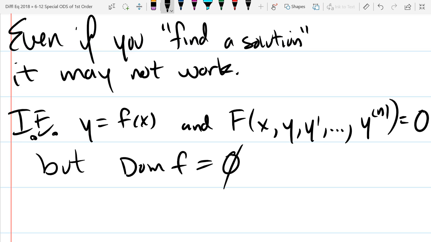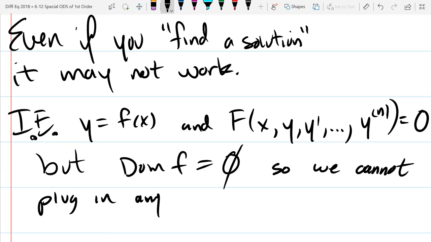So in this case, you found something that solves the differential equation, but you can't actually plug any x values in to figure out what y or y prime should be. The domain is nothing, or the empty set, so you can't plug any x values in to find any relationships between the x values and y values. So in this case, we cannot plug in any x values.